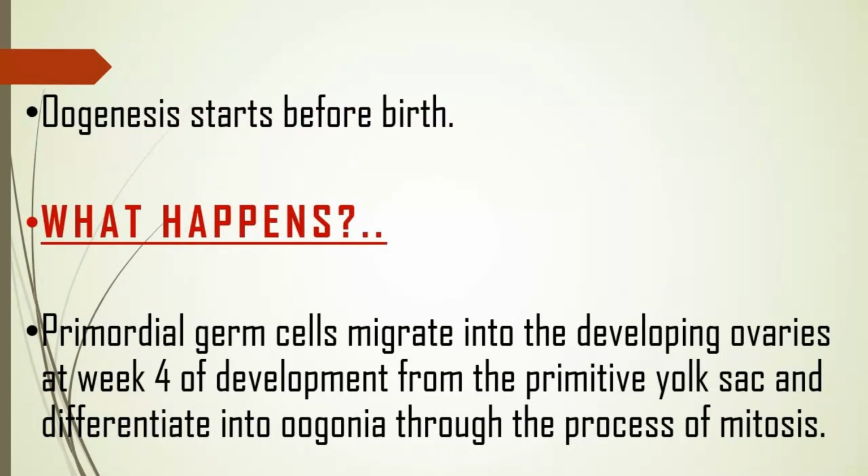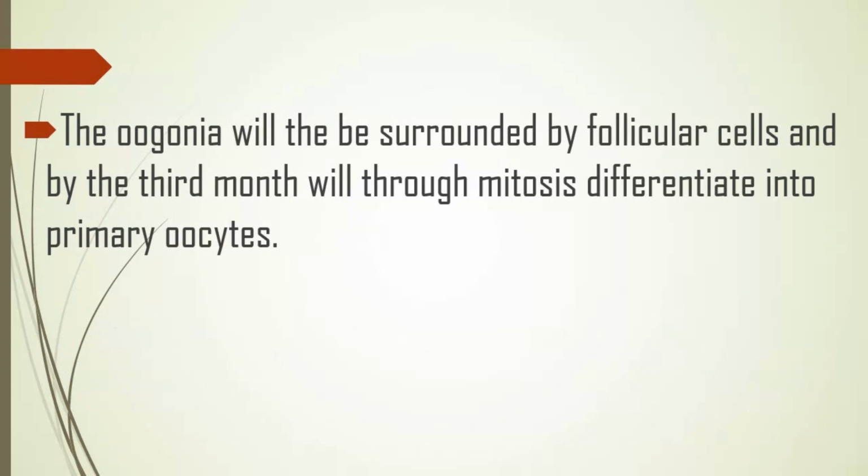Oogenesis starts before birth. Now, what happens? The primordial germ cells migrate into the developing ovaries at week 4 of development from the primitive yolk sac and differentiate into oogonia through the process of mitosis. The oogonia will be surrounded by follicular cells, and by the 3rd month of development, the oogonia will undergo mitosis and will differentiate into the primary oocytes.